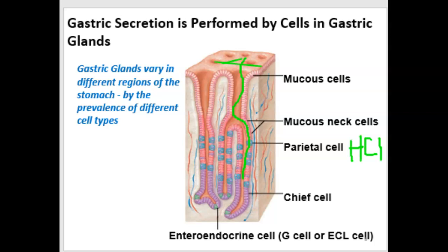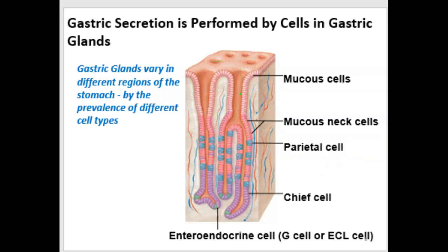But in addition to making HCl, it's these parietal cells that make intrinsic factor. So they're very important for vitamin B12 absorption, which won't happen in the stomach, but the intrinsic factor will go with the chyme into the small intestine, and that's where vitamin B12 will be absorbed.